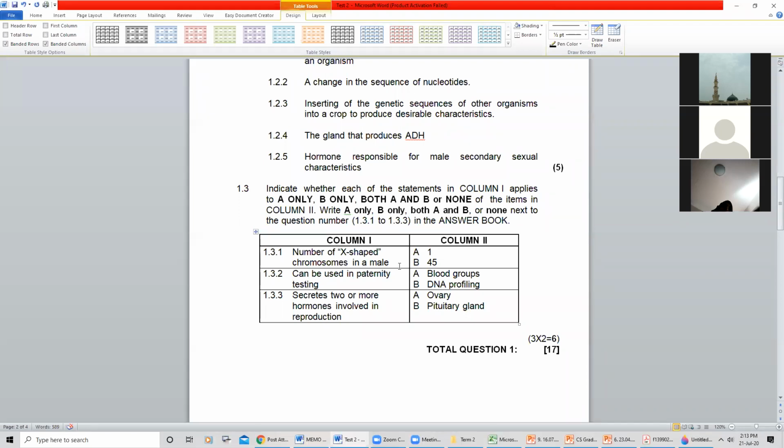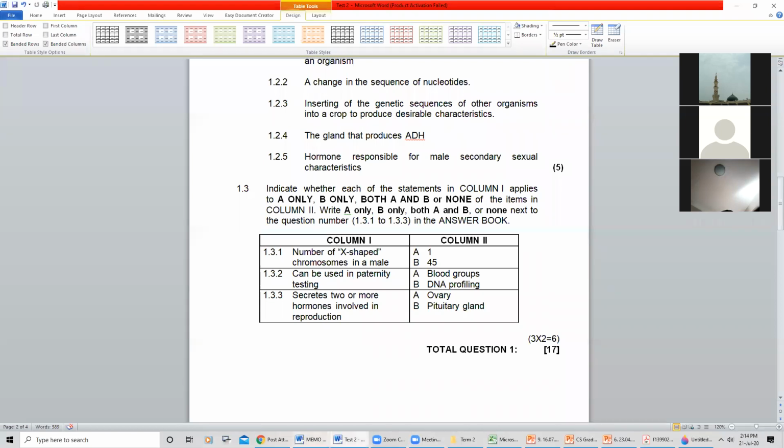Okay, Kataka is saying one, A only. Okay, anyone else? But most would say A only. But I was being a bit technical when I said this one, just to test you guys out, right? We're not saying the number of X chromosomes. We're saying the number of X-shaped chromosomes. So if you look at, okay, so we've got 3 different answers.